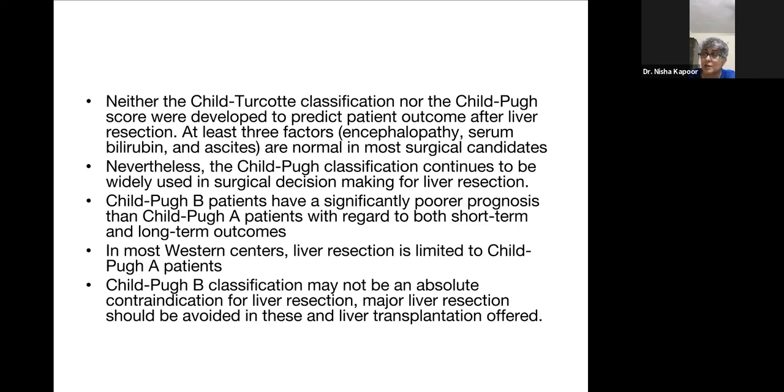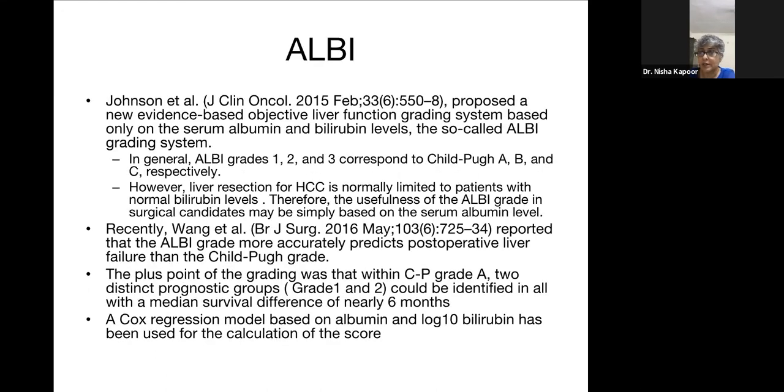Nevertheless, the Child-Pugh classification is still used in decision-making for liver resection because we have seen that Child B patients have a poorer prognosis as compared to Child A patients with regard to both short-term and long-term outcomes. In most of the Western centers, liver resection is limited to Child A status. Child B may not be an absolute contraindication for liver resection, but major liver resection is avoided in them and liver transplant is offered.